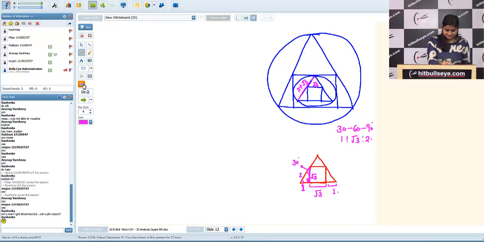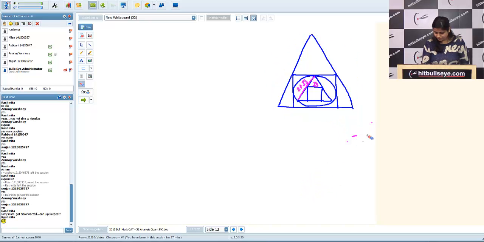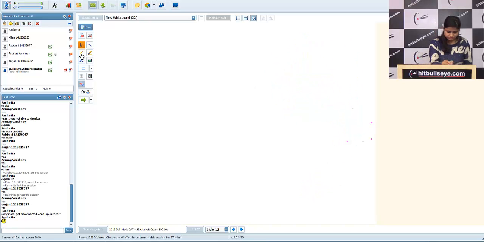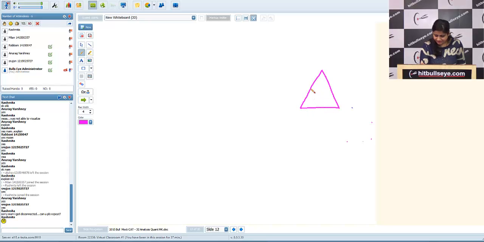And guys, please cooperate. See, I'm taking the innermost figure. That is a triangle. And inside the triangle, we have a square. And the triangle was equilateral. If this is equilateral, this angle will be 60 degree. This angle will be 30 degree. And this angle will be 90 degree.